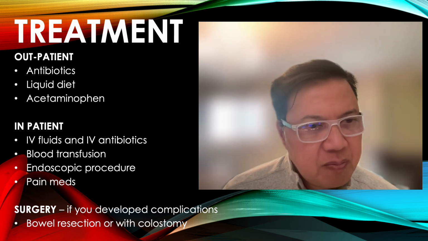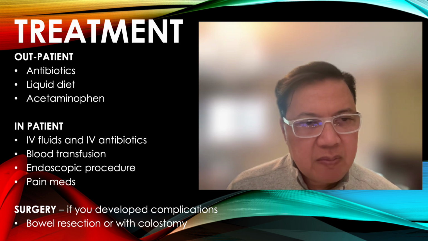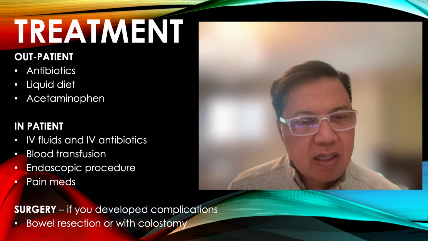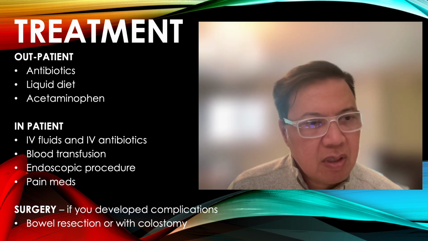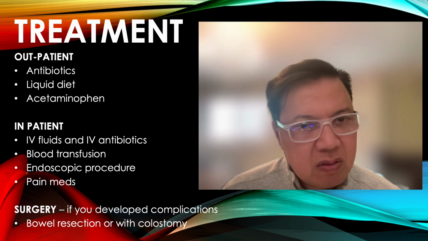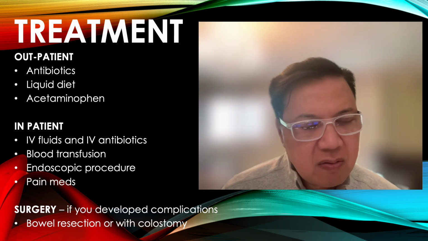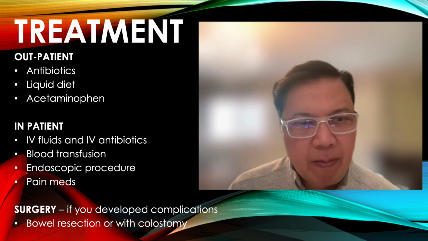And then surgery if you develop complications like bowel obstruction, stricture, or large abscesses that, despite being drained by IR, are still recurrent, or if you have frank perforation. So the surgeon usually recommends bowel resection with end-to-end anastomosis or bowel resection with colostomy.